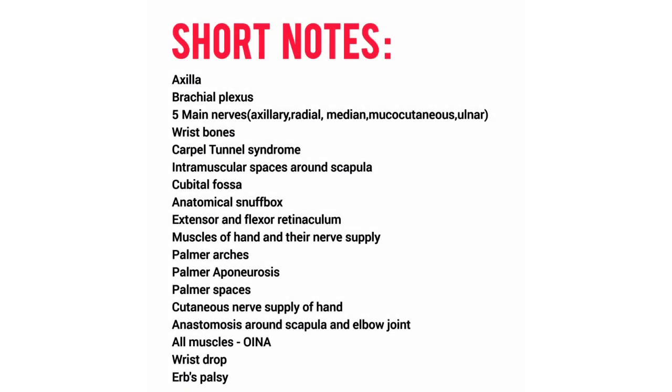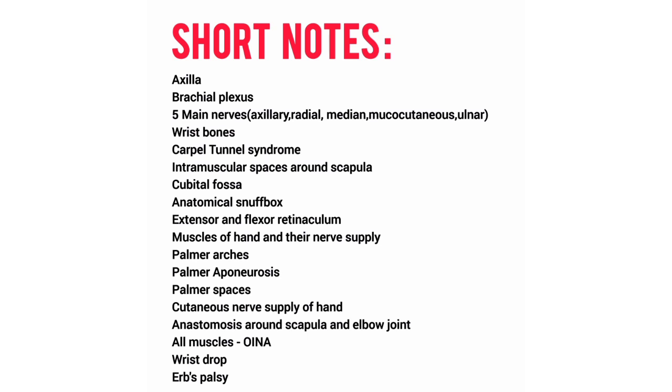So the first topic which could be asked as a short note in exam is axilla. The boundaries, the content, the structures passing through the axilla and the axillary folds with the diagram is important along with the clinical correlation. Then is the brachial plexus. It is the most important question and it's very scoring with all the root values and the branches. The linear diagram is important.